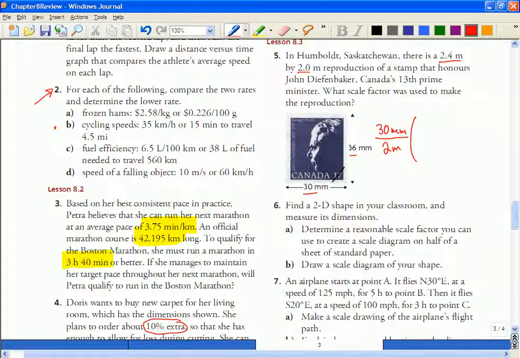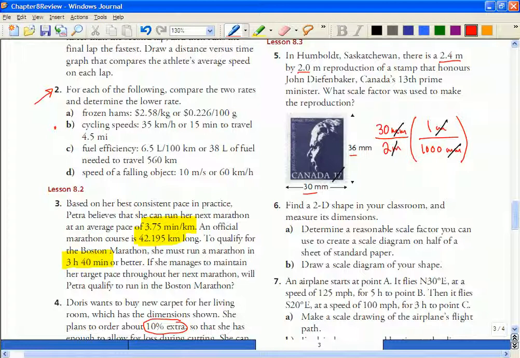So I need a rate here. What would you suggest? 1,000. Yeah, there's 1,000 millimeters in 1 meter. And now you'll notice my units cancel, and that leaves us with nothing.